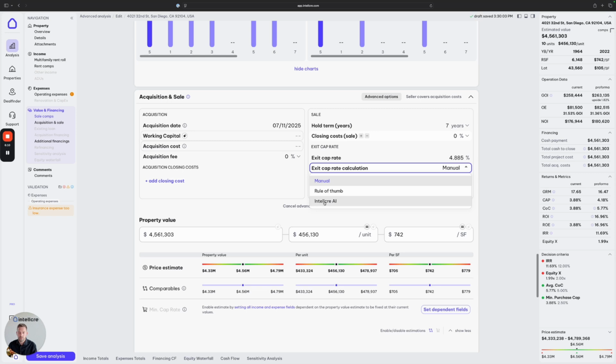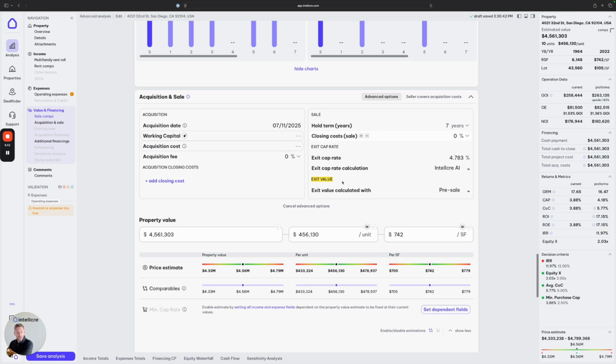And the third method would be IntellCRE AI, which is our own proprietary algorithm where we look at historical data, similar properties in the same market that were traded several times over the past, say, decade, and then try to extrapolate what the pure appreciation in that market is, and then based on that appreciation, model the exit cap rate. So if we choose the IntellCRE AI algorithm in this case, we see that we get a slightly more accurate number here.